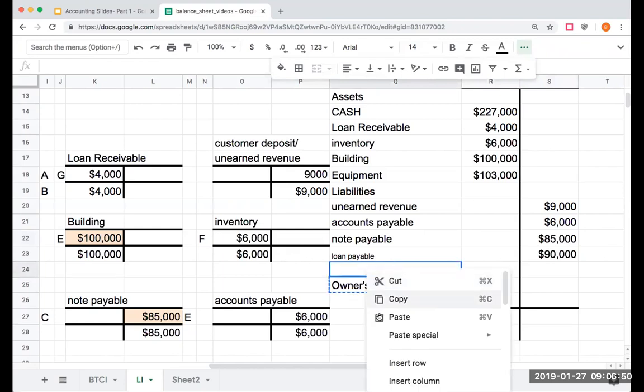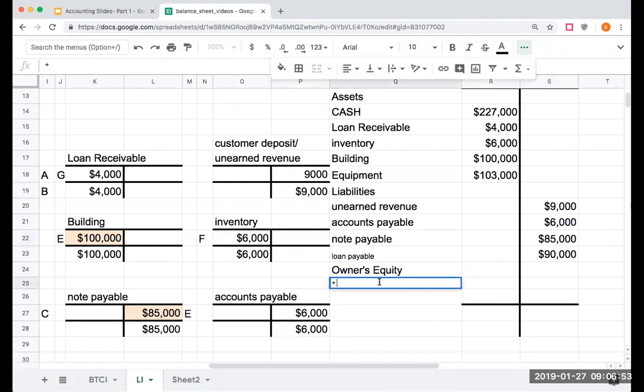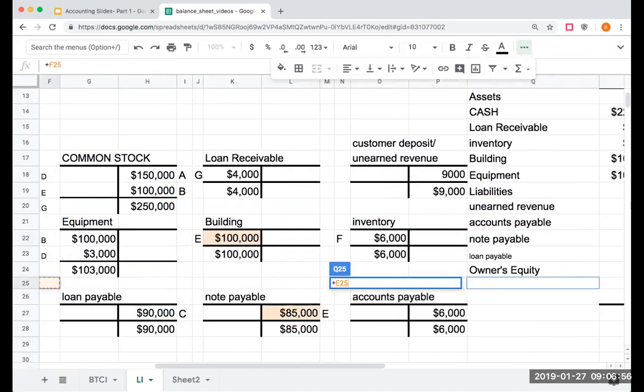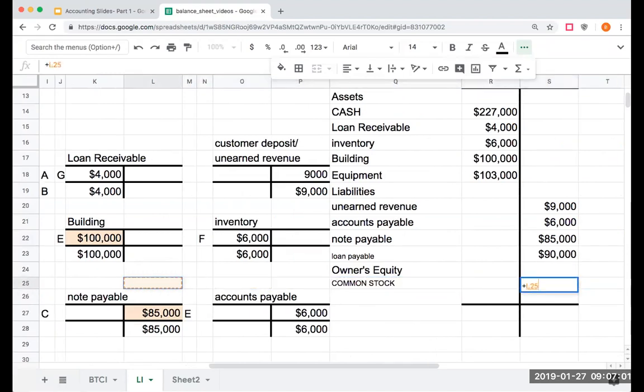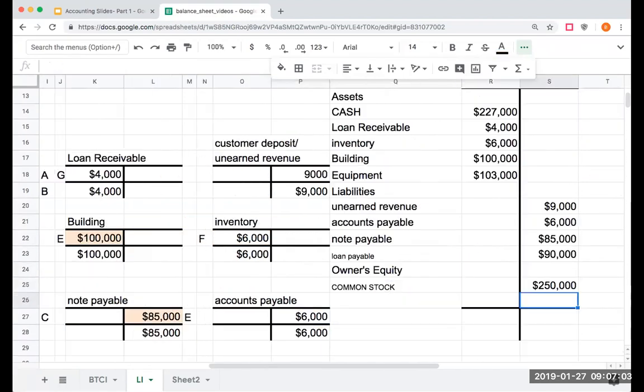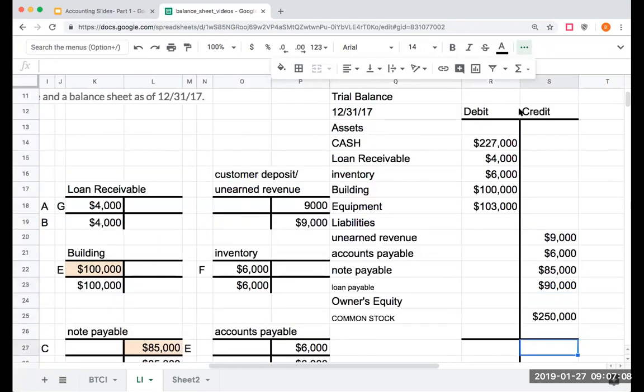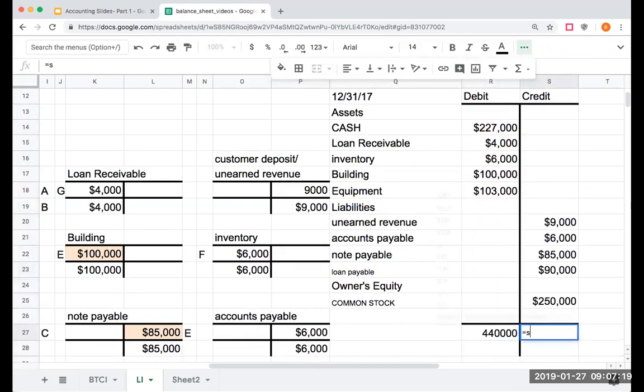My next area is going to be my owner's equity. I have one account in this type of transaction, which is my common stock, that has a credit balance of $250,000. So what I've done here is I've totaled up all my debits and my credits. I have total debits of $440,000. I have total credits of $440,000. My total debits equal my total credits.